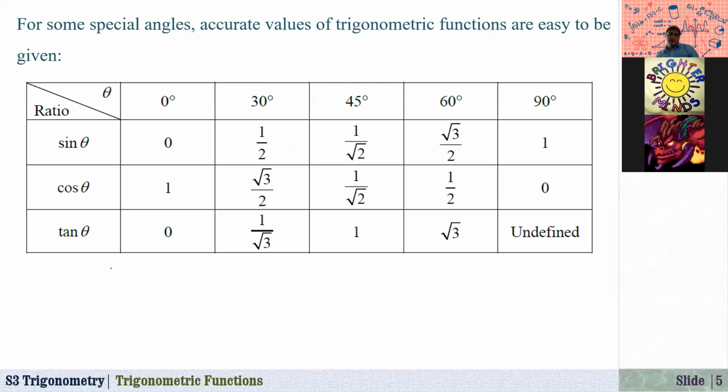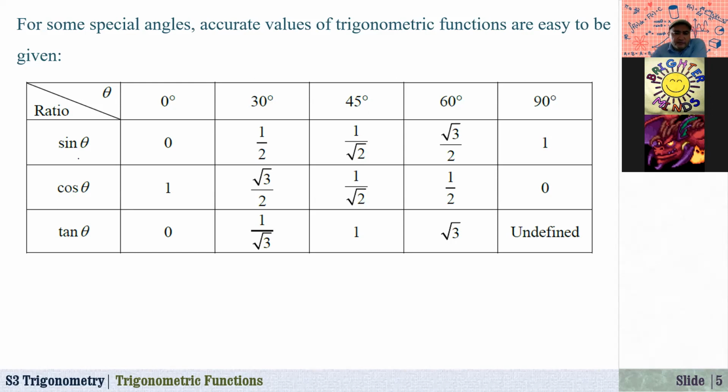For some special angles, accurate values of trigonometric functions are easy to be given. Accurate values means that they can be written exactly, but most of the values of the trigonometric functions are not rational. Square root of 3/2 is not a rational number, it's an irrational number, but at least you can write it in this form. Some other things we can express, but they are not like this. And maybe it is some kind of decimal or it involves a lot of roots.